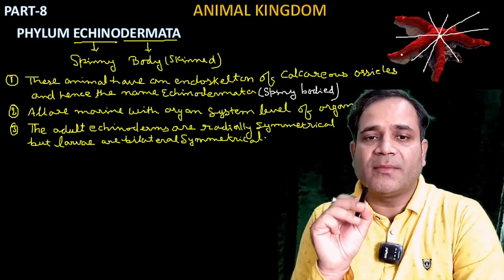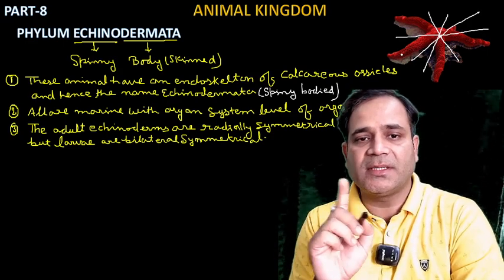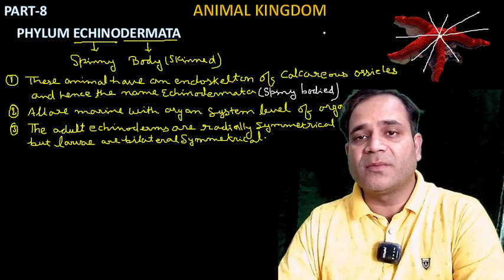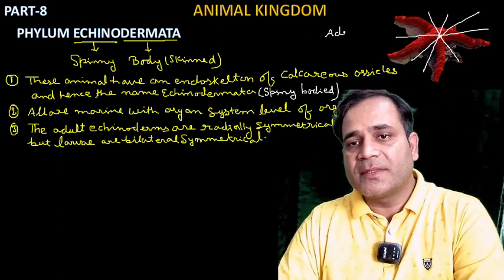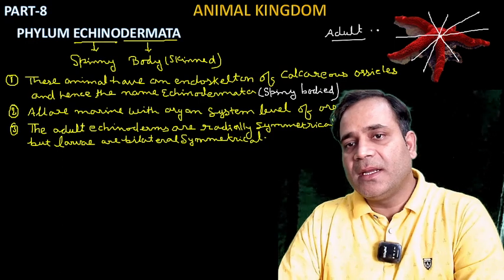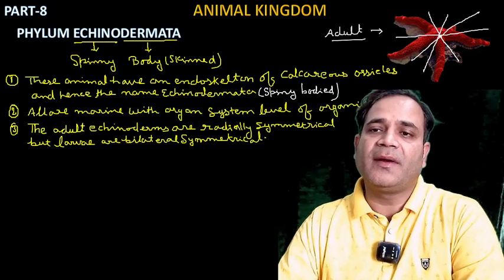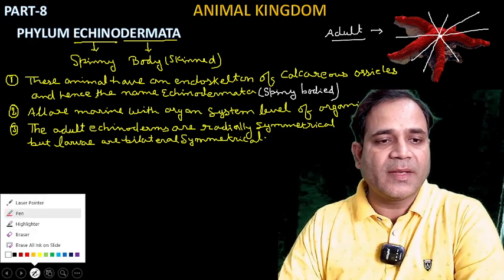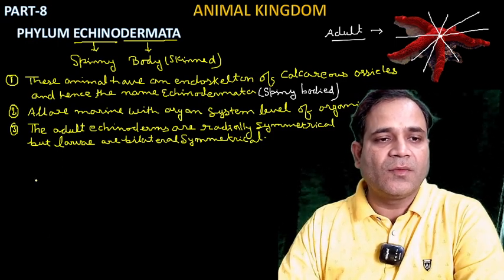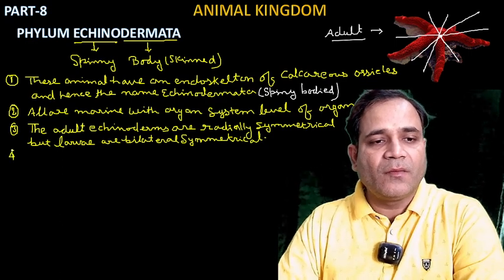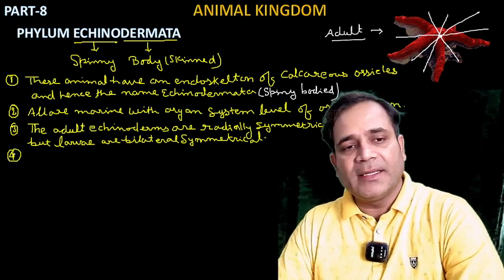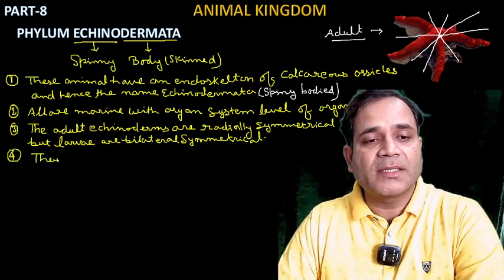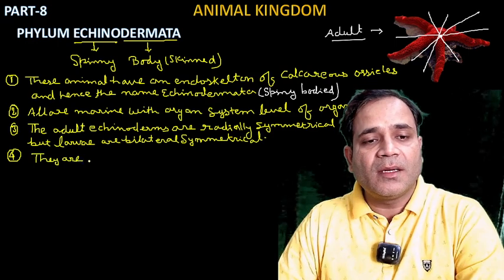But in the larva stage they don't have radial symmetry, they have bilateral symmetry. This is for the adult echinoderms, so that's why they are radially symmetrical. Correct? Now the next point, a very important one. Now the fourth one. If anybody asks you about the germ layers, what do you say? They are triploblastic.